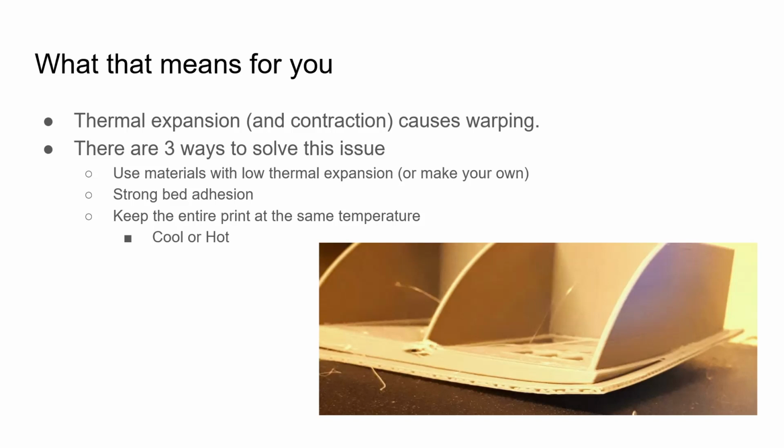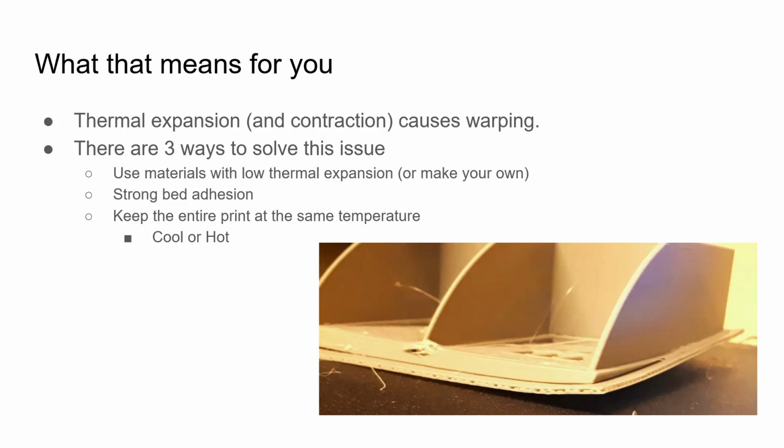Strong bed adhesion, right, is something else you can have, right? So the stronger bed adhesion, basically the forces of your adhesion just have to be able to be stronger than the forces that are physically pulling things up. So if you've got good adhesion, you can prevent that. I've even seen some people actually mechanically clamp these down, or tape down some parts of their print to prevent warping. And then the big thing is you can try and keep your print all the same temperature, right?